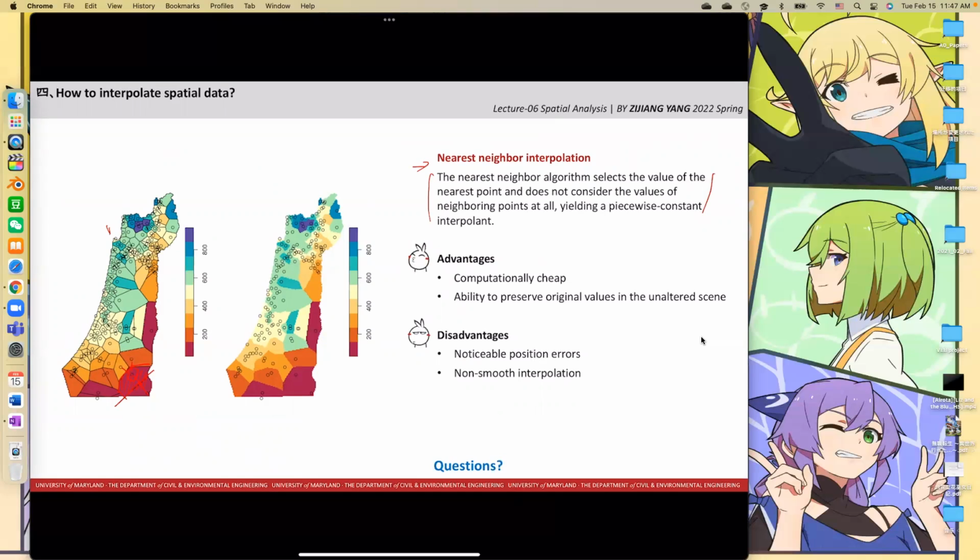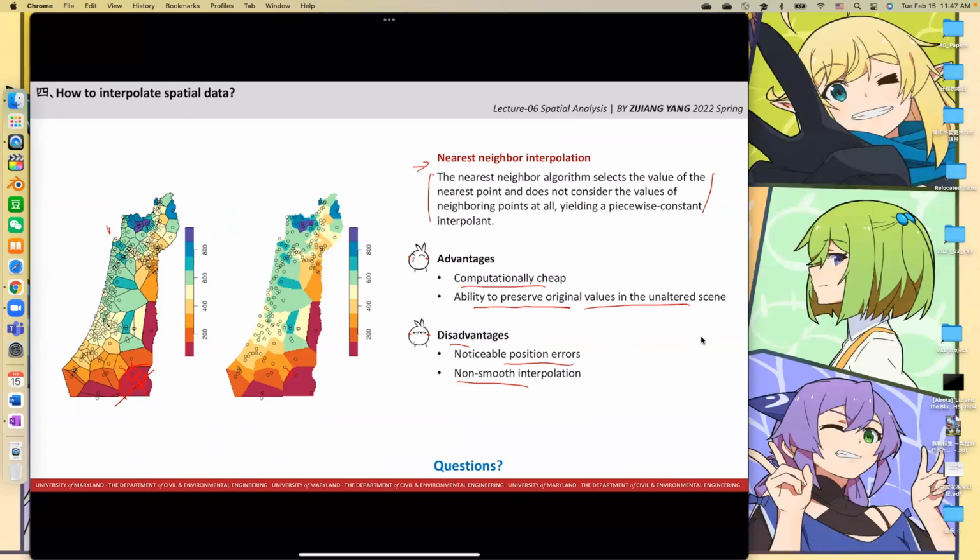So it has the advantages that it is computationally cheap, and it has an ability to preserve original values in the unaltered areas because we do not change any of the concentration data from our original sample. But it also has some problems. So it has position errors. We can see it depends on the location of our sampling points, and it is also a non-smooth interpolation. We can see we have a sudden change of the data at this boundary line. Do you guys have any questions?